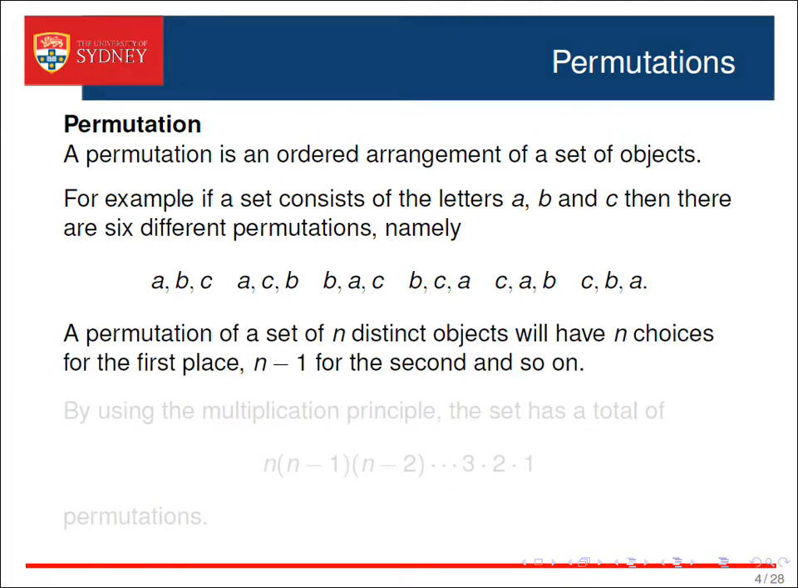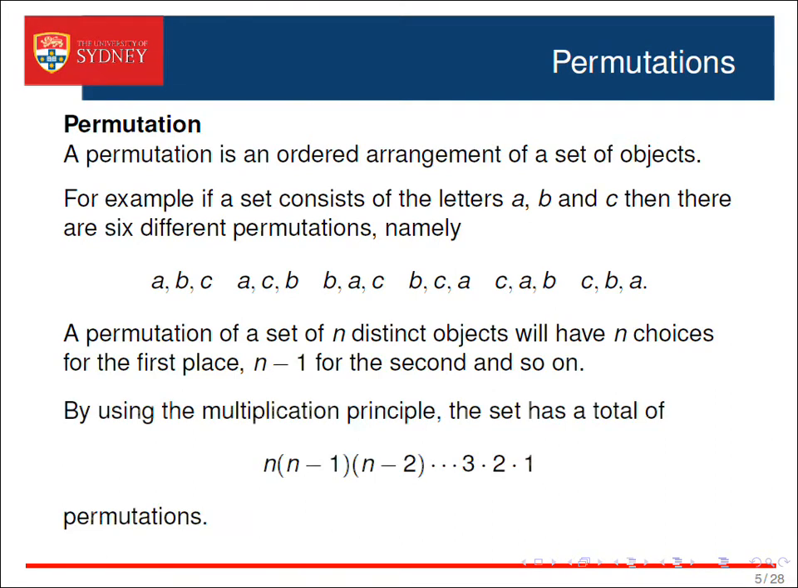If a set consists of n distinct objects, a permutation of that set will have n choices for the first place and n-1 choices for the second, and so on. For the last object, we will only have one choice. By using the multiplication principle, we find that the total number of permutations of a set with n distinct objects is given by n times n-1 times n-2, and so on.